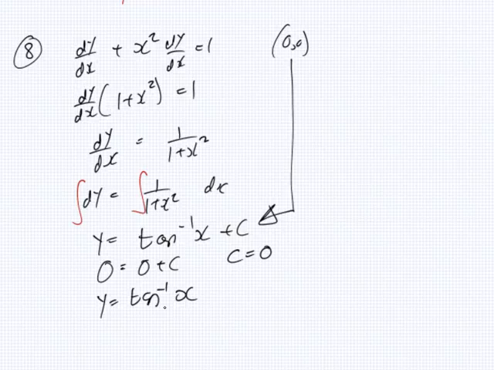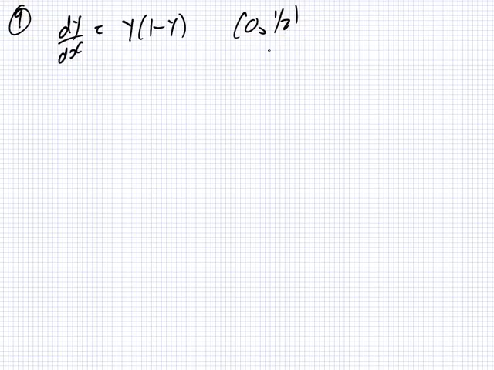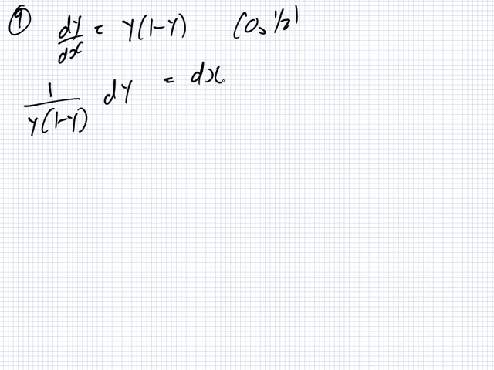Yeah? Next one? The interesting one. 9. dy/dx equals y(1 minus y), with the point (0, 1/2). Step 1, divide. So I get 1 over y(1 minus y) dy equals dx. Yeah? Does the left look familiar? Like you've seen it recently? Perhaps it's this. Remember? Partial fractions?